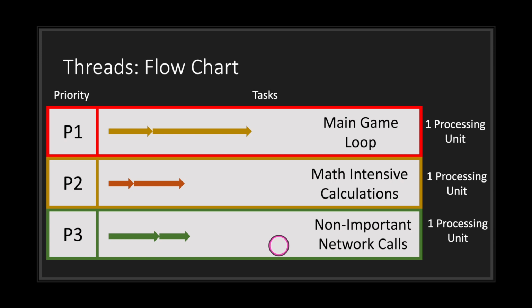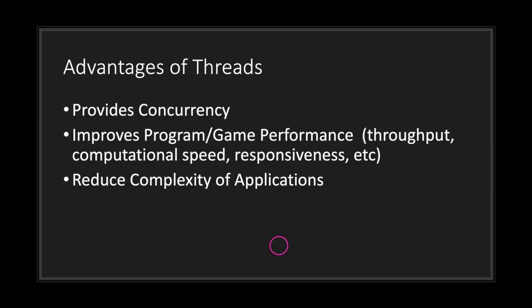However, if you have to wait an extra 5 seconds after the player dies, it's no big deal. Now, there are advantages to threads. Obviously, the first one is it provides concurrency. Lastly, you can run multiple tasks simultaneously. Because you can run multiple tasks simultaneously, this by itself improves your game performance through throughput, computational speed, and responsiveness. And lastly, it does reduce complexity of your applications.